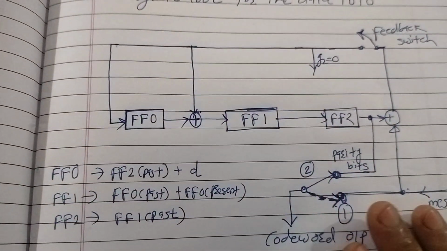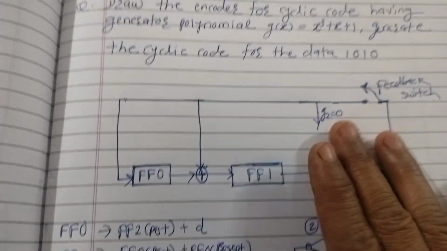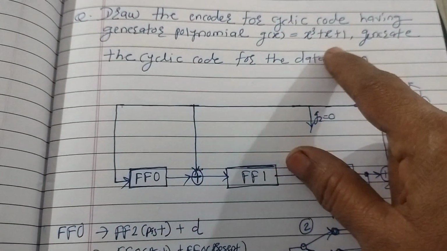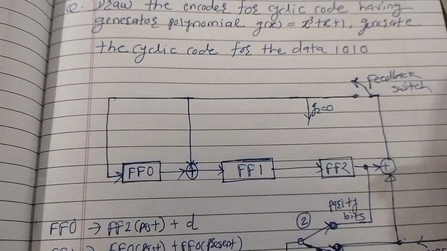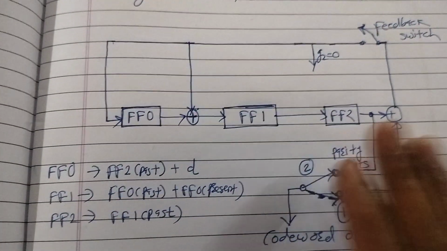So this you can learn by heart also, because for the 7,4 code there are two generator polynomials. One is x cube plus x plus 1, and the encoder diagram is like this.